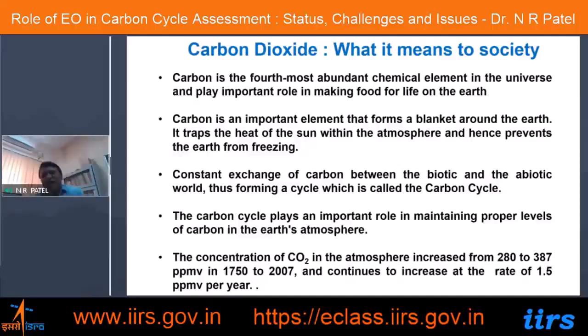Constant exchange of carbon between the biotic and abiotic world, thus forming a cycle, which is called the carbon cycle. So it may be atmosphere, hydrosphere, biosphere, or you can say soil, vegetation and soil. The carbon cycle also plays an important role in maintaining the carbon dioxide level in the earth's atmosphere. Because we know carbon dioxide is the most culprit gas that traps heat and reverts it back to the earth.